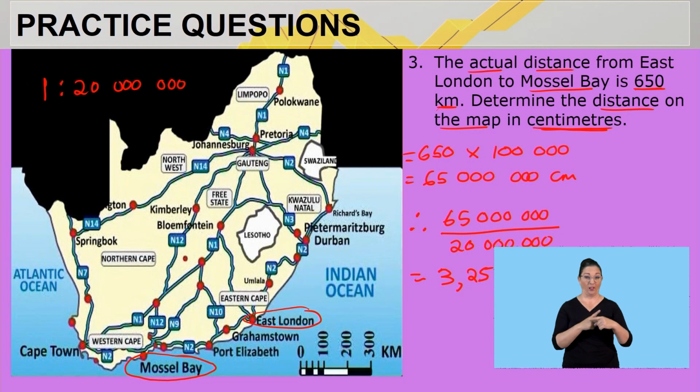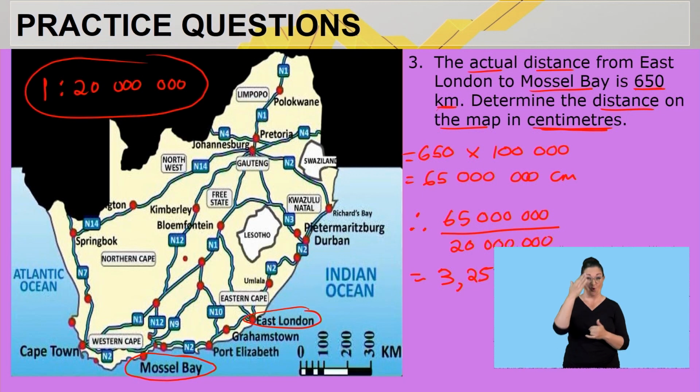All right, I'll run through this again. Real life distance, 650 kilometers. What else do we know? That this map uses a scale of 1:20 million. First of all, I should note that my answer must be in centimeters, from actual distance to map distance. So first, I multiplied my 650 kilometers with the factor of 100,000 to convert from kilometers to centimeters. Thereafter, I divided those 65 million centimeters by my 20 million, the scale of the map. And that gave me a map distance of 3,25 centimeters.